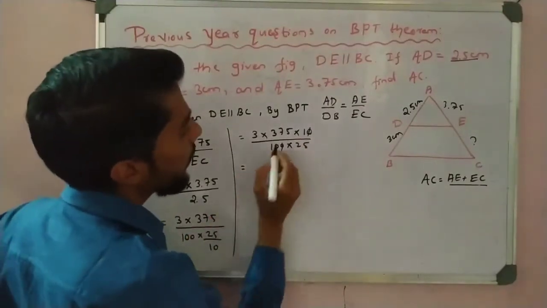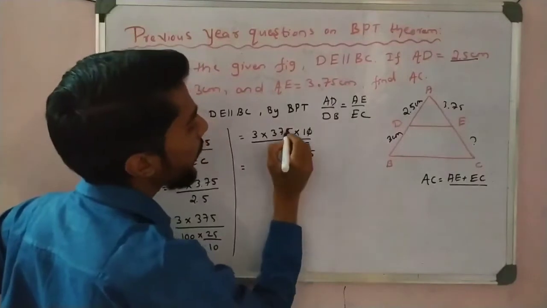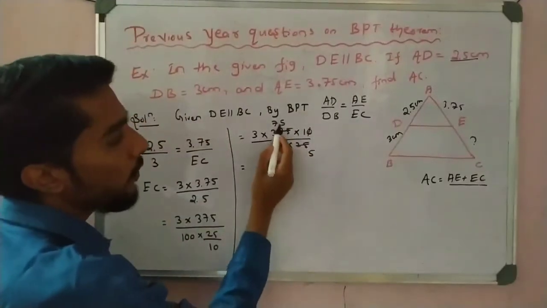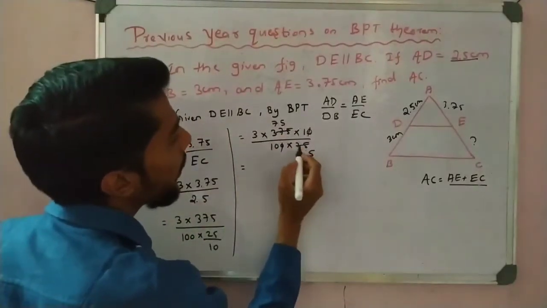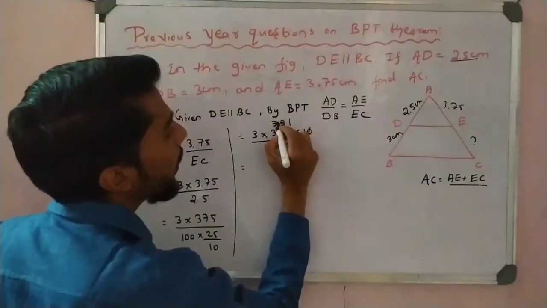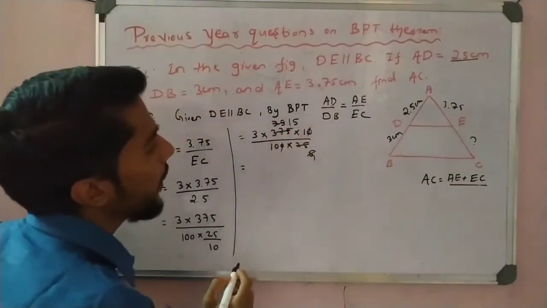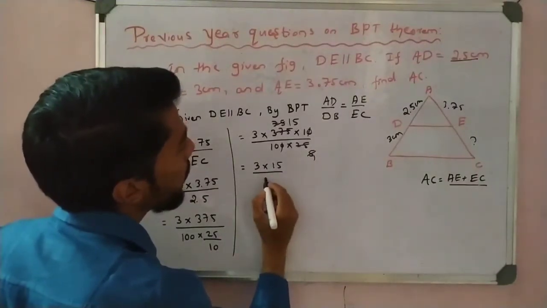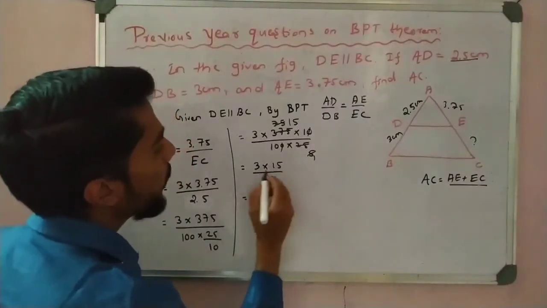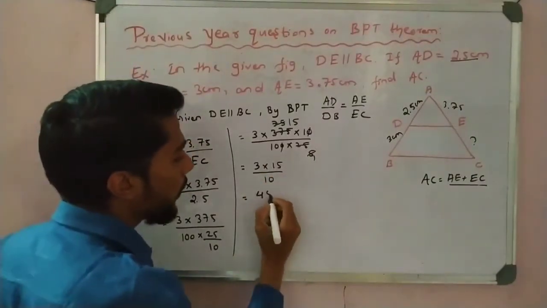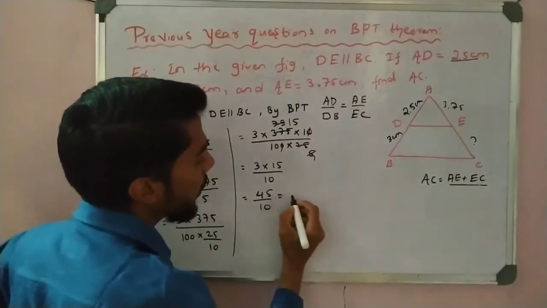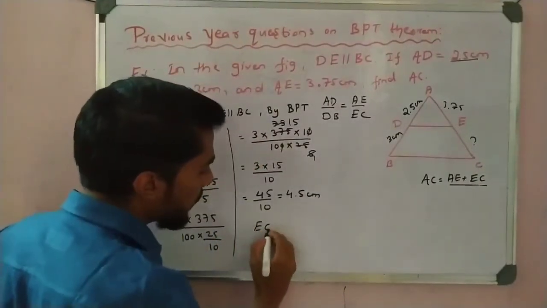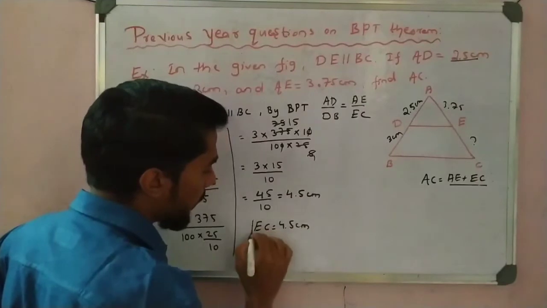So we get, 5 fives are 25, 5 sevens are 35, and so on, so 375 divided by 25 is 15. So we get 3 into 15 divided by 10. 3 fives are 15, 3 ones are 3, so 45. 45 by 10 is 4.5 centimeter. Therefore EC is equal to 4.5 centimeter.